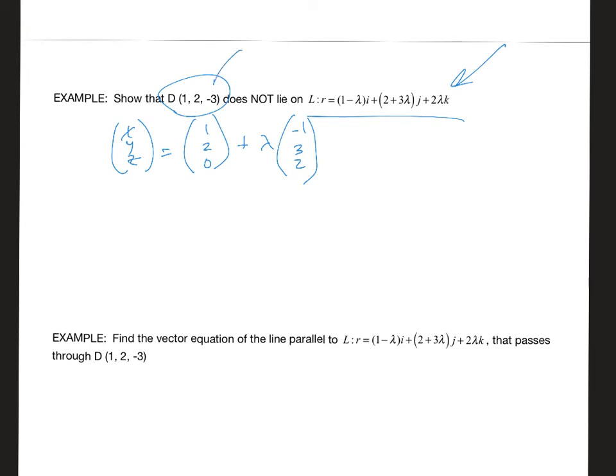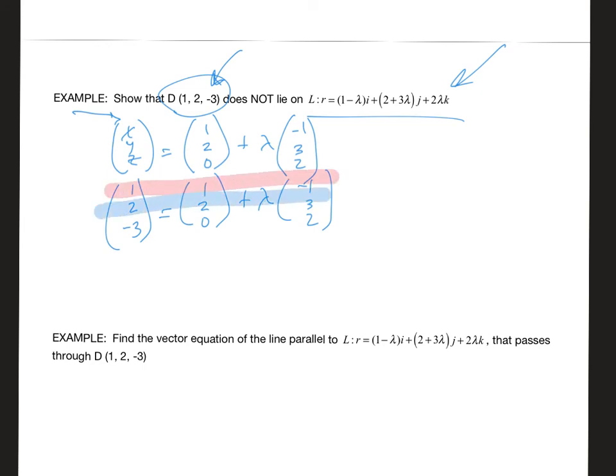Because now I'm going to take this ordered triple and place it here: 1, 2, -3 equal to 1, 2, 0 plus lambda times -1, 3, 2. And I'm going to solve all three equations. There are three: 1, 2, 3. I need to solve all three of them and see if I get the same lambda. So let's do the top one in red. 1 is equal to 1 minus lambda, or lambda equals 0.